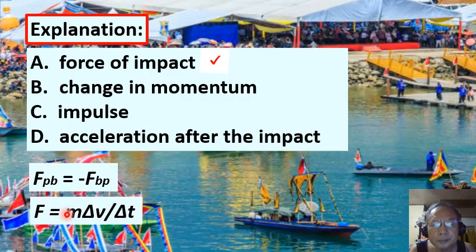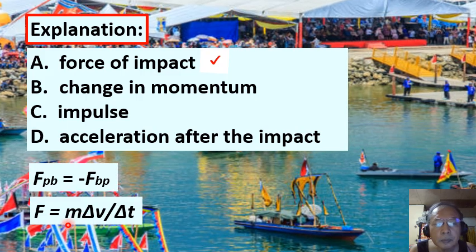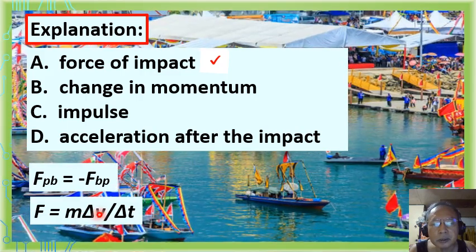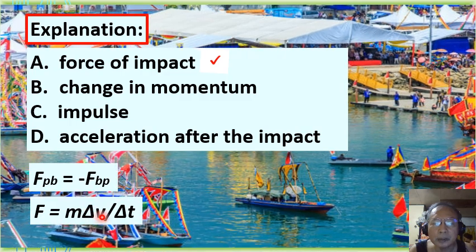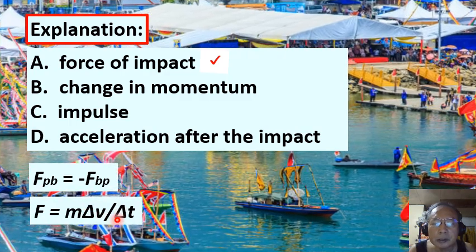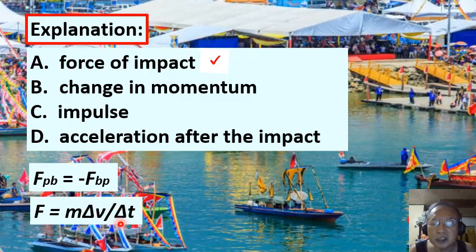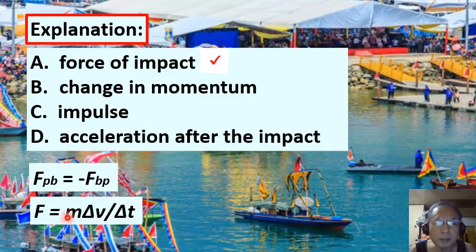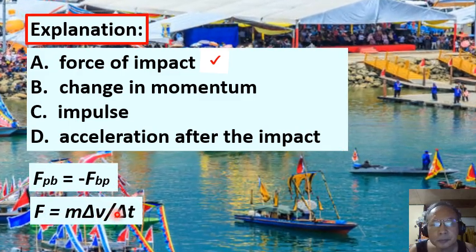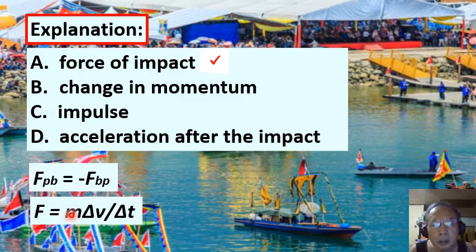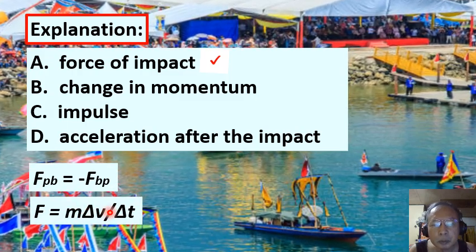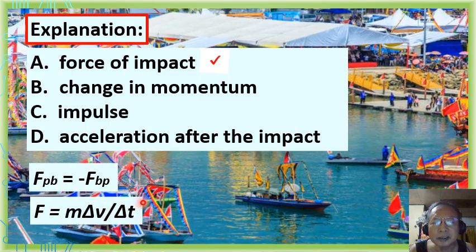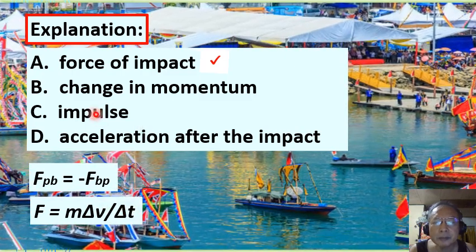All right. So the product of the mass and the change in the velocity is also known as the change in momentum. And if you divide that by the change in the time of contact, or delta t, then we are expressing the force of impact that will be exerted on the two bodies that are interacting, right?